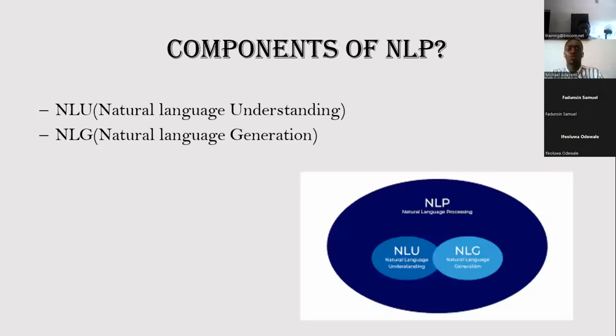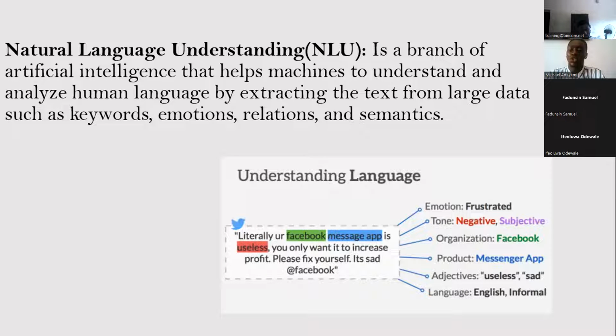So now we have some components of NLP. We have the NLU and we have the NLG. The NLU is called natural language understanding, and the NLG is natural language generation. So what is natural language understanding? Natural language understanding is a branch of artificial intelligence that helps machines to understand and analyze human language by extracting from text in large data such as keywords, emotions, relations, and semantics.